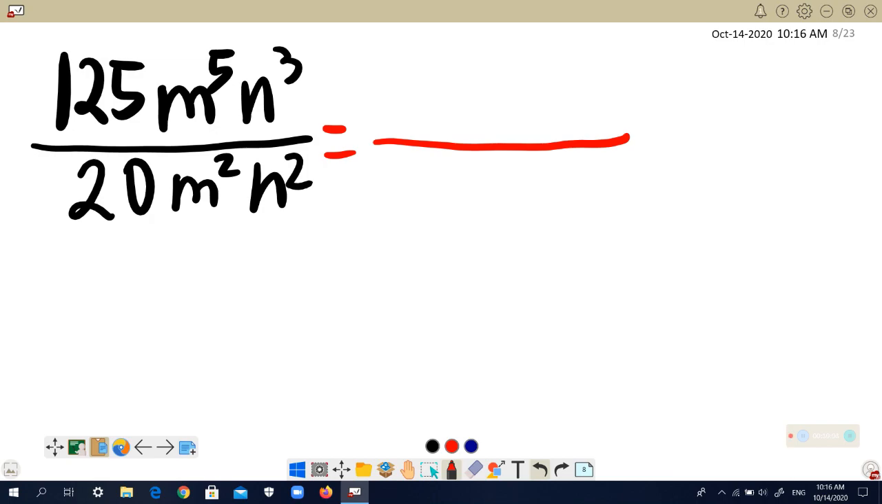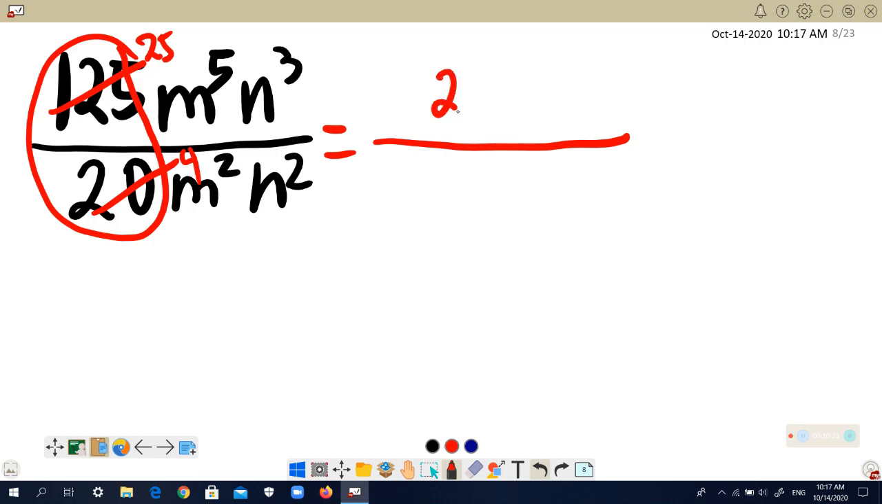So let us have 125m to the 5th power n cubed over 20m squared n squared. So this time, again, you have to find the GCF of 125 and 20. Yes, their GCF is 5. Then 125 divided by 5 is, yes, 25. Then 20 divided by 5 is 4. So you will have here 25 and 4.